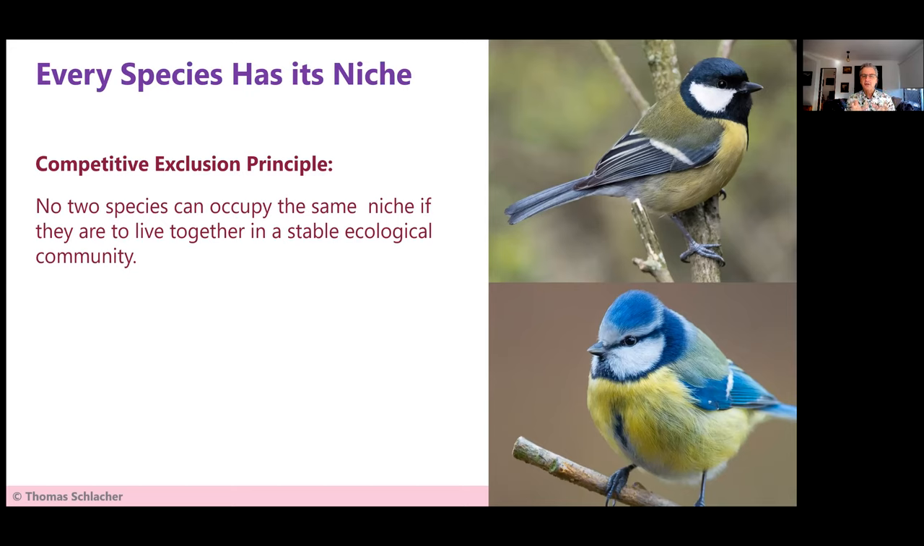So what we actually see is that, for instance, two birds here, this is a gray tit and this is a blue tit, little birds which feed in spruce trees predominantly in the northern hemisphere, look very similar, but they have subtle differences in how they feed on a tree, mostly based on the height. That has been known for quite a while, and it has been formulated as the principle called the competitive exclusion principle, which basically says no two species can occupy the same niche if they are to live together in a stable ecological community.